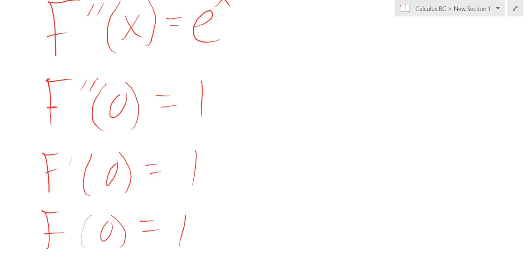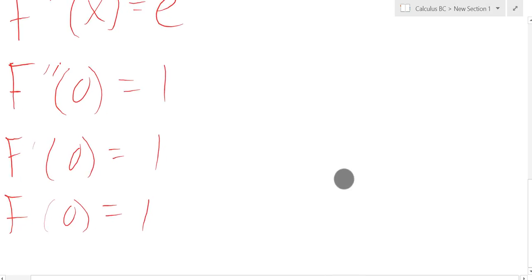Now, since I don't care about the third derivative or the fourth derivative, what's the easiest way to guarantee the second derivative is going to equal 1? What could I say the second derivative has to equal everywhere? I can just let it equal 1. That makes sense? Let's just let the second derivative be 1, and then it will match. It'll be 1 at 0. That's the simplest way to do this.